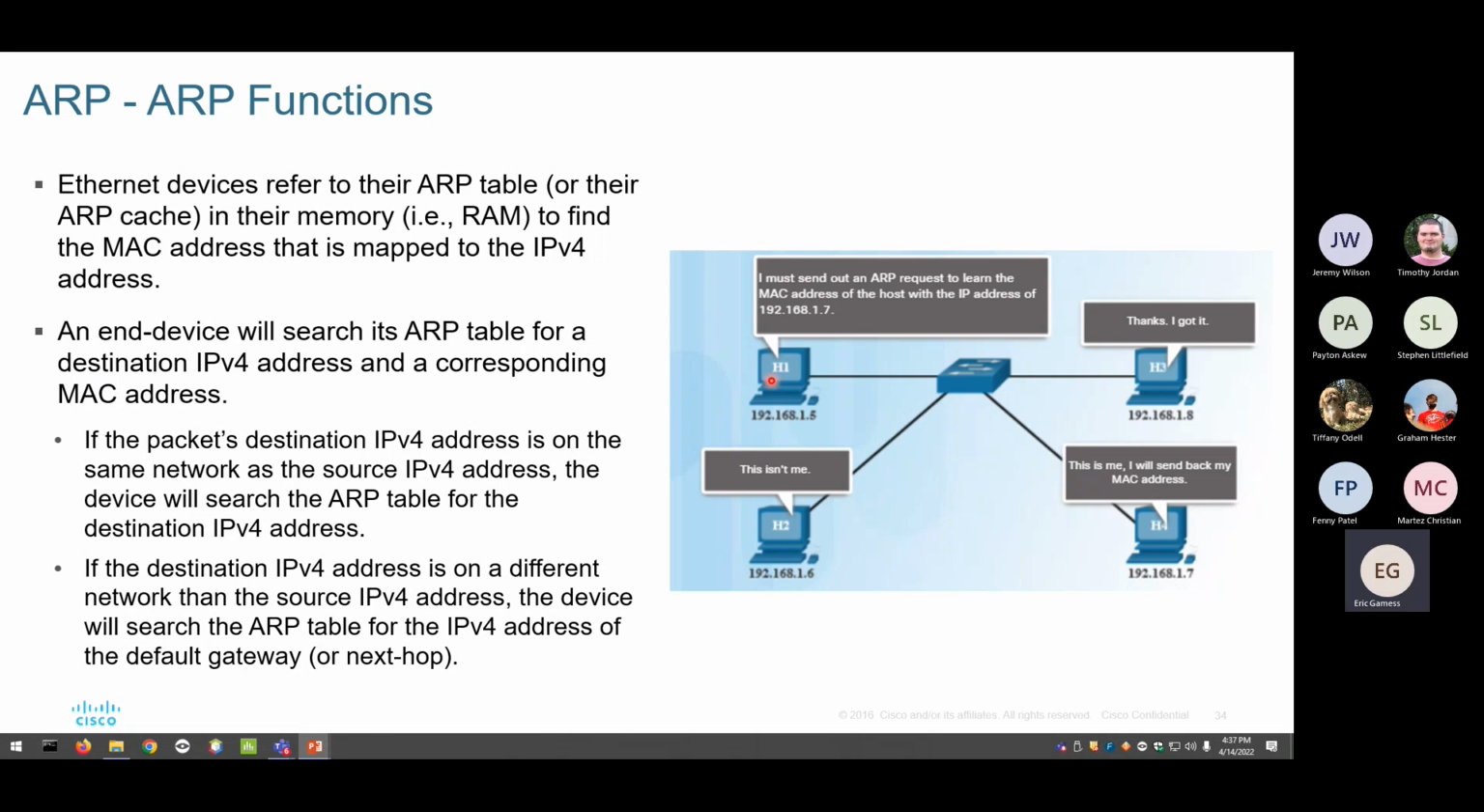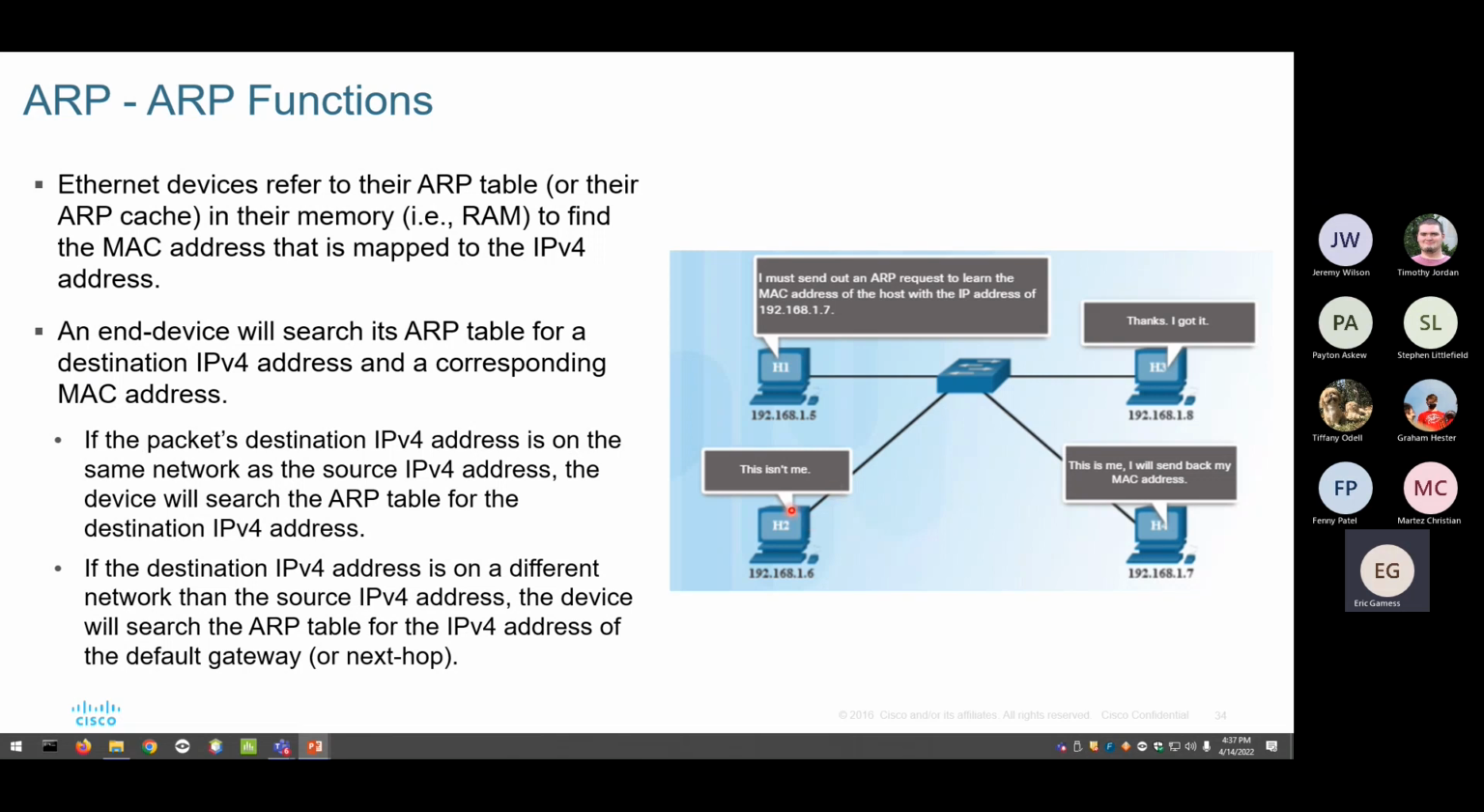So the ARP request is a broadcast, which means that H1 will send it, and H2 will receive a copy, H4 will receive a copy, and H3 will receive a copy. And an ARP request will say, if your IP address is 192.168.1.7, please send me back your MAC address.